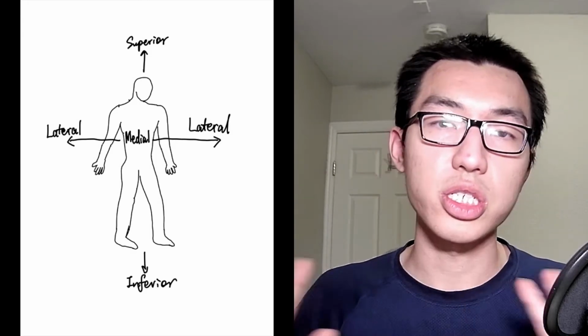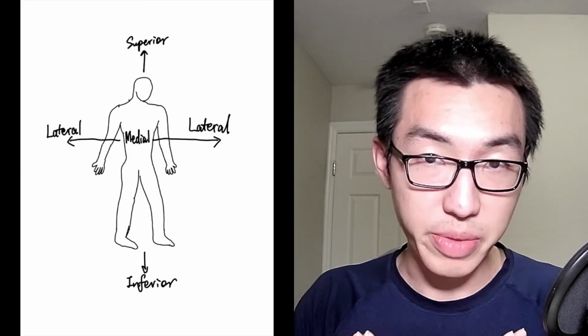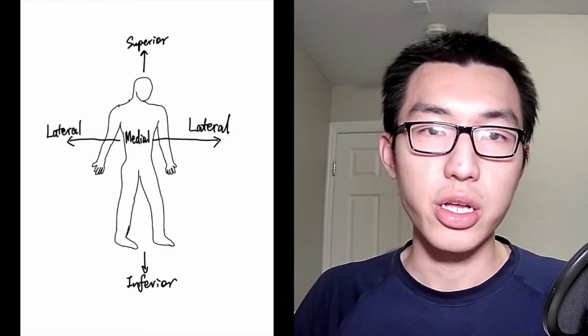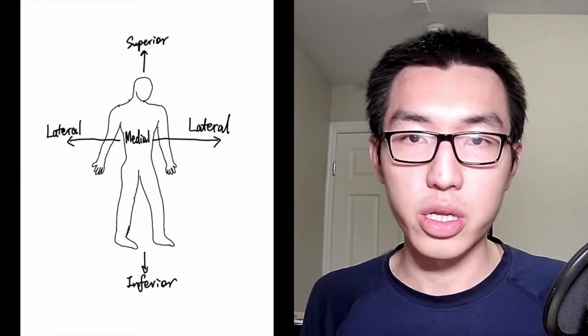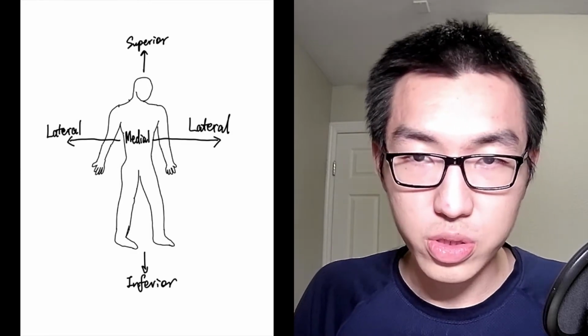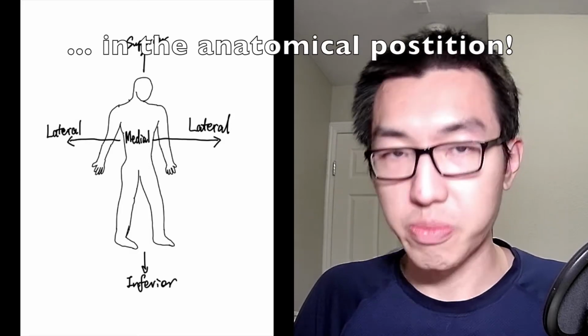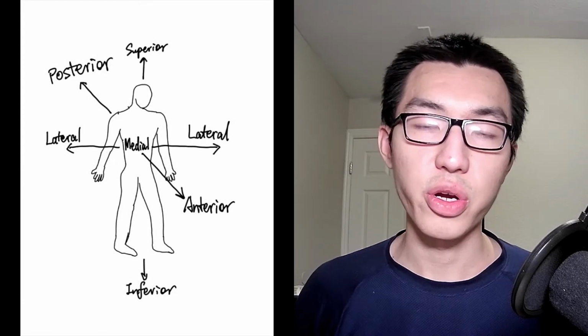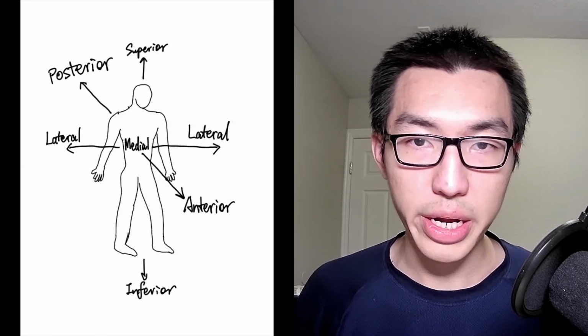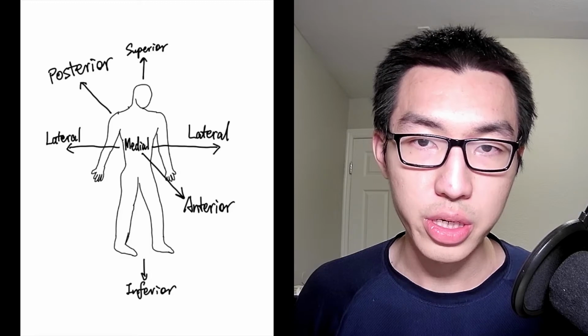Lateral means on the side and therefore not in the middle. On the other hand, of course, medial means in the middle. For example, the thumbs are lateral to the little fingers, or in a different perspective, the little fingers are lateral to the thumbs. The last pair of terms I'm going to explain are anterior and posterior.